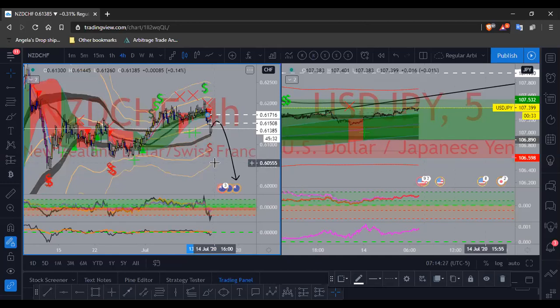I would definitely love to see that. But dang, NZDCHF, those are the type of pairs that I don't even think about looking at.